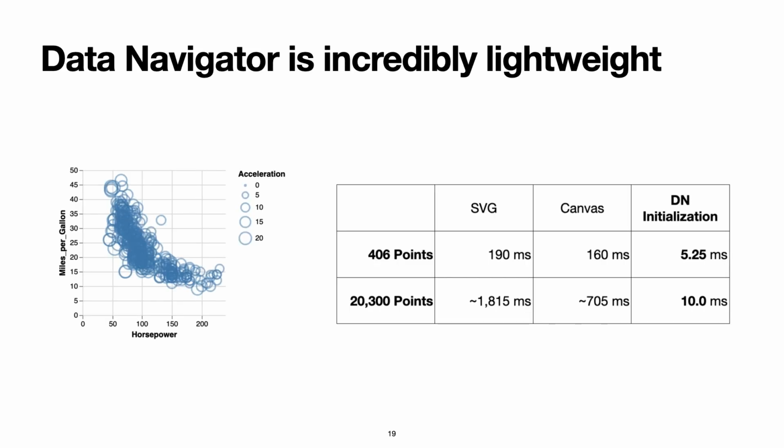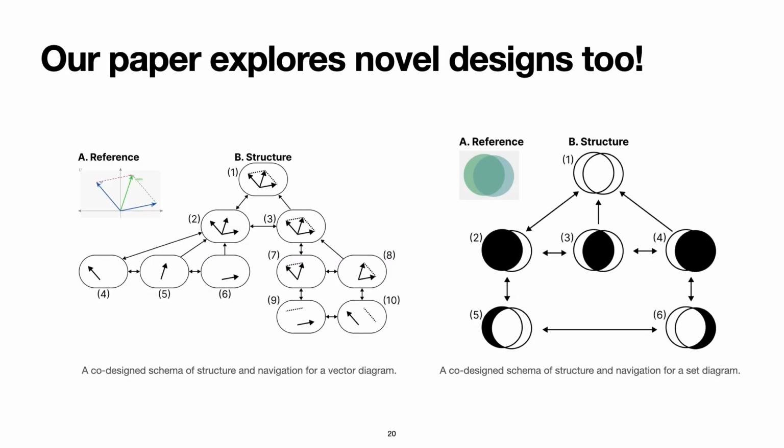In our paper, we added Data-Navigator to Vega Lite's canvas rendering programmatically. This allowed us to automatically add navigable accessibility to quite a lot of basic visualizations that Vega Lite renders. And the best part is that our system is lightweight, initializing in about 10 milliseconds for a chart with 20,000 data points. That's fast. Data Navigator can be used for exploring novel and unaddressed navigation designs. Our blind co-author and co-designer Lucas Nadolskis and I designed schemas for navigating vector and set diagrams and made prototypes using Data Navigator. Check out the paper for more.